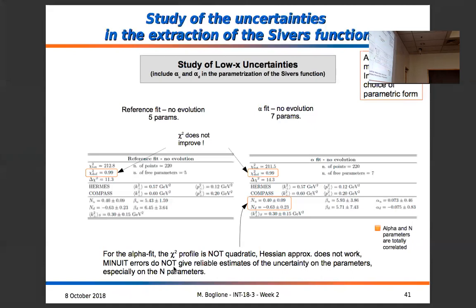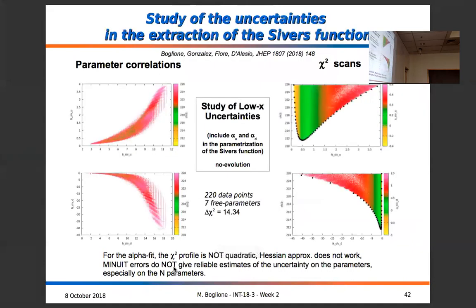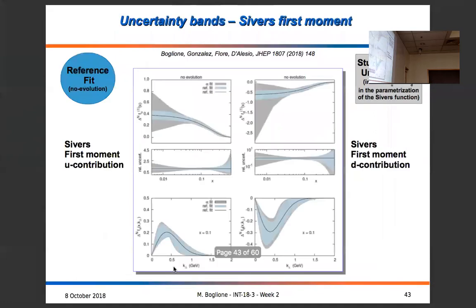But what happens is that your nice parabolic quadratic shapes are totally screwed up in these new parameters, and there are very, very strong correlations between the new parameters. And this tells you that you have to stop because you are overfitting. You are putting in parameters that your minimizer doesn't know what to do with. So we are not giving this particular fit any physical importance. We only use it for the uncertainty.